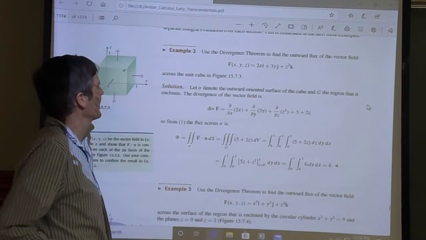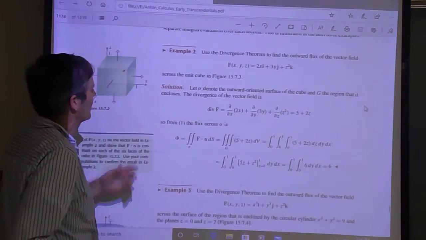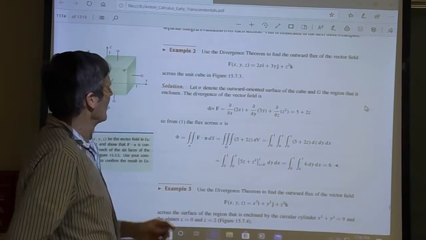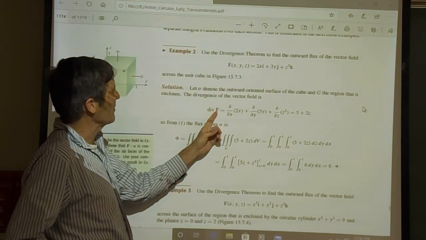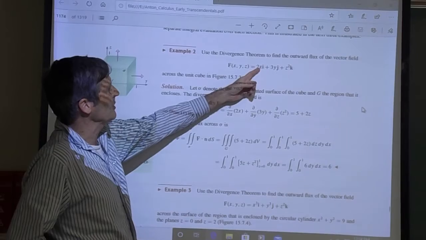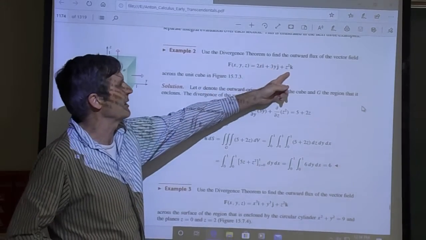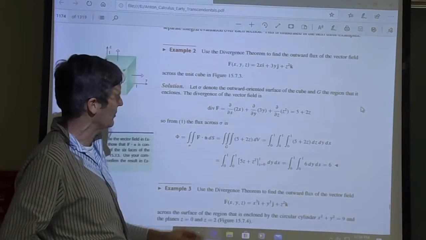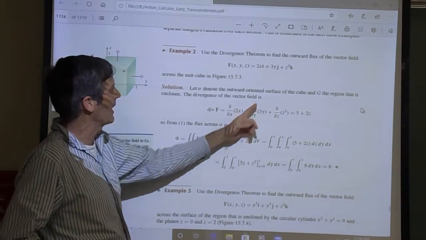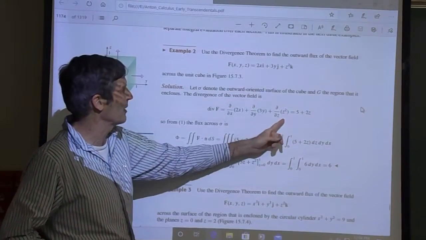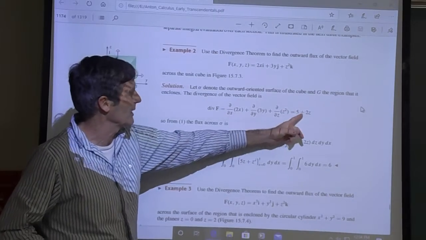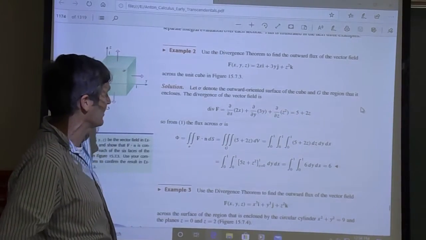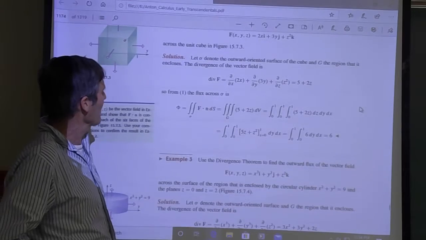Well, there's the perfect example for converting into a solid, right? We first compute the divergence of f. Remember, it's just d dx of the first component plus d dy of the second plus d dz of the third. It's del dot f, the way the divergence is defined. So we take d dx of 2x plus d dy of 3y plus d dz of z squared, and we get 5 plus 2z as the divergence of this vector field.